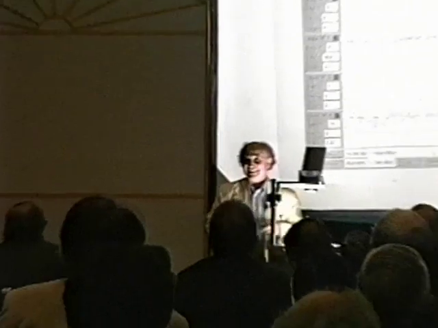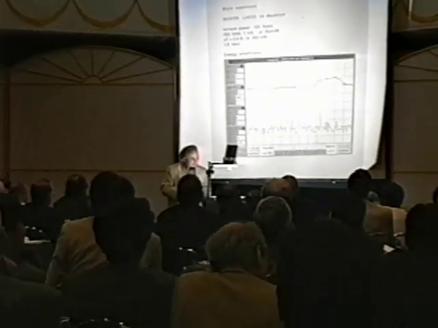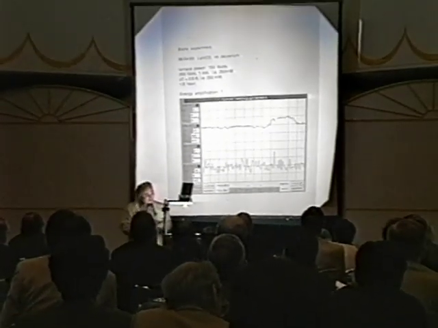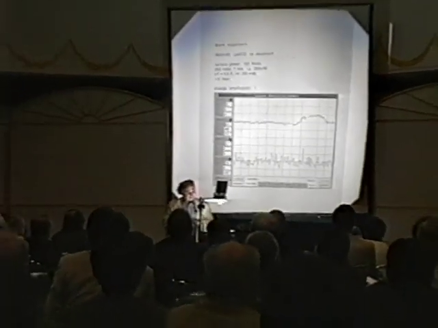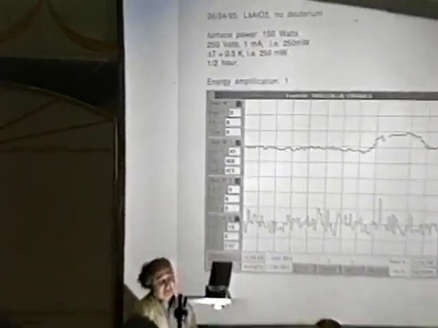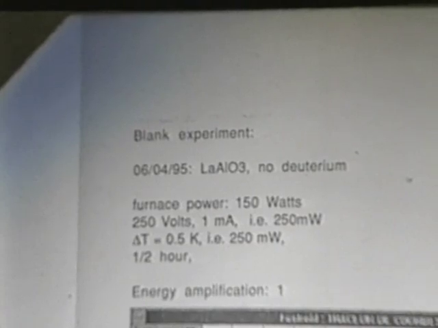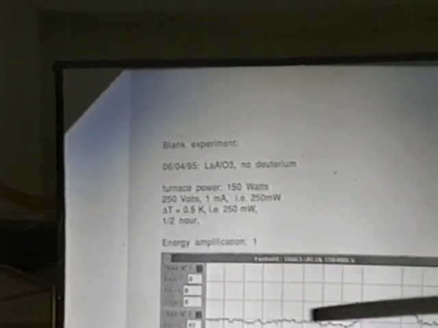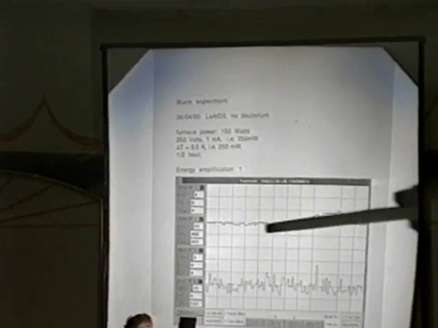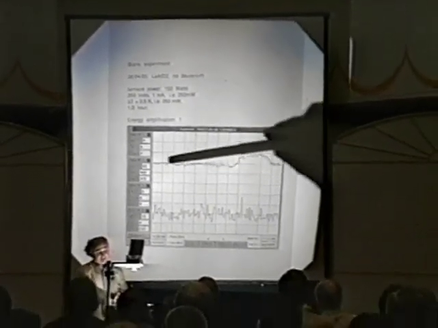So, this is the calibration curve. We put through the sample, this is a lanthanum aluminum oxide emptied of deuterium. There's no deuterium. The furnace power is 150 watts, and we measure the temperature of the furnace, as I was telling you, by measuring the resistivity. And this is a constant, as you can see here.